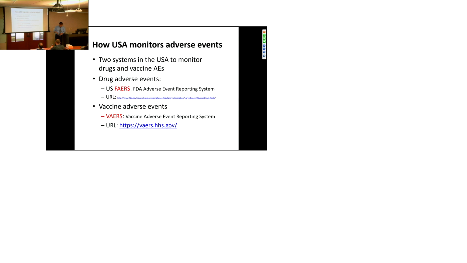So how does the USA monitor adverse events? Basically, there are two services. One is called FAERS. Previously it was called AERS, there was no F, and later they put the F there. It's the FDA Adverse Event Reporting System. The other system is called VAERS, which is for vaccine case reports. So there are two different systems. This one is more FDA, this one is more CDC, but FDA is also part of the collaboration.